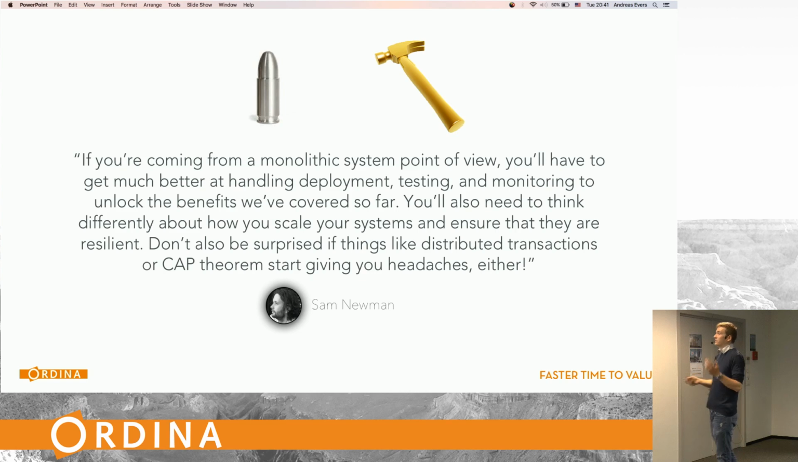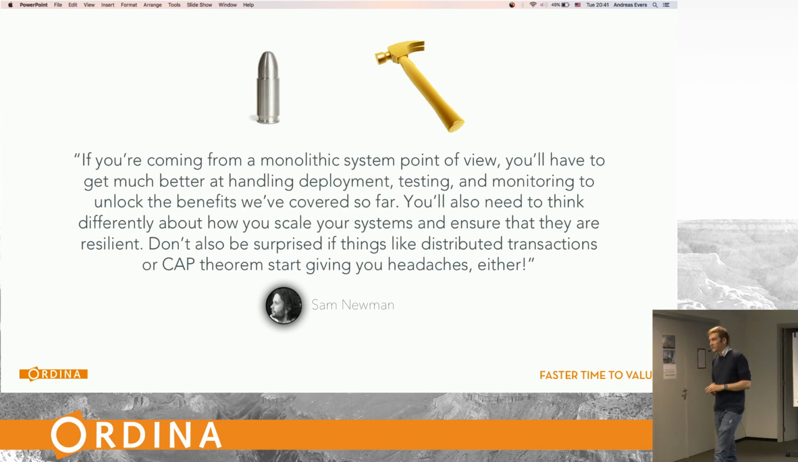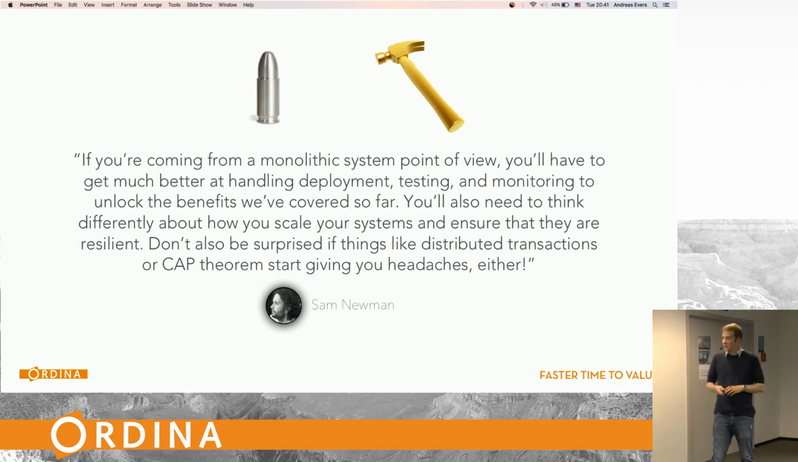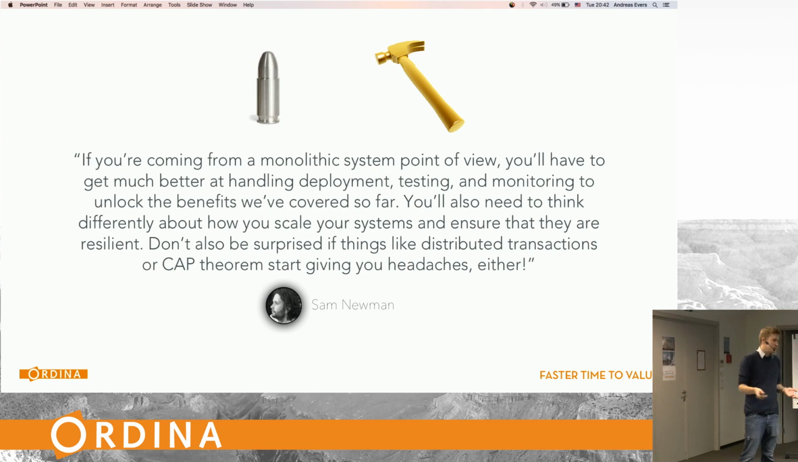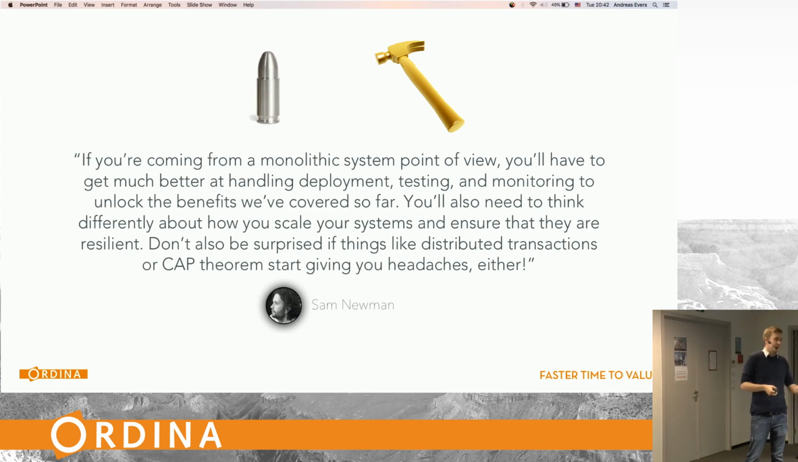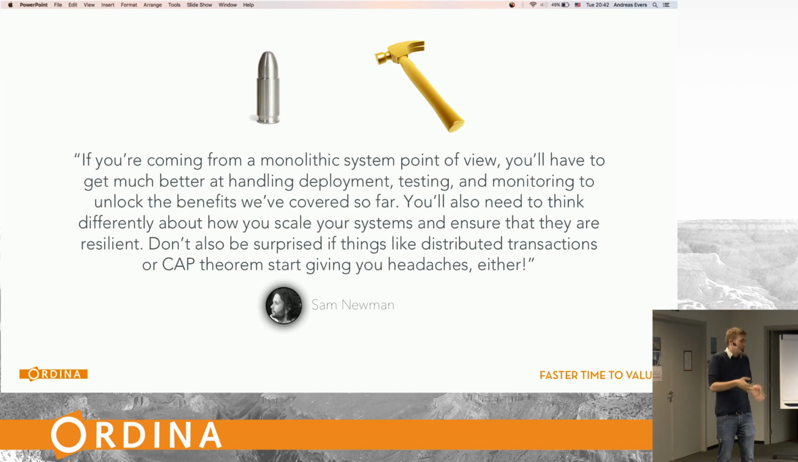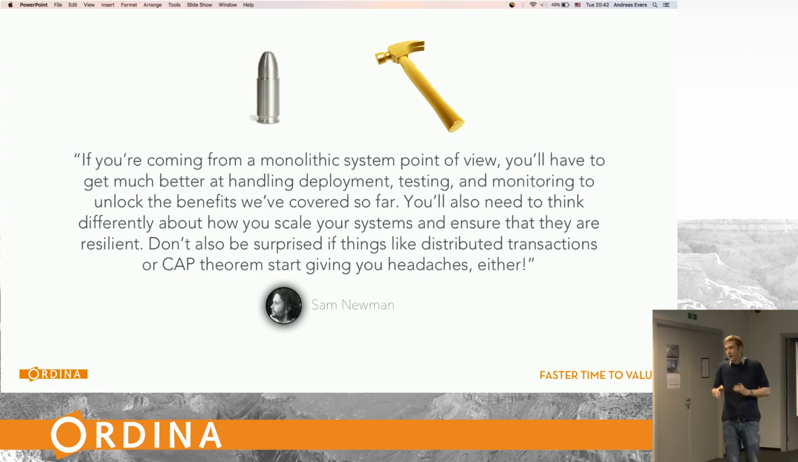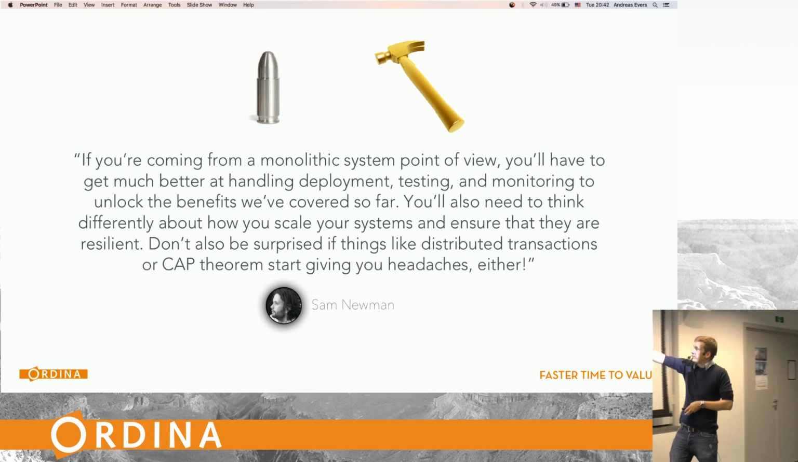You'll also need to think differently about how you scale your systems. That's completely different from monoliths, of course, which is a benefit. And ensure that they are resilient. So architect for resilience. Don't be surprised if things like distributed transactions, which we talked about, or the CAP theorem start giving you headaches either. The CAP theorem is consistency, availability, and partition tolerance. You can't have all three of them. So mostly what we do is we give up consistency. We make it eventually consistent, because we want to be available. And we want to have partition tolerance. If some part of the network goes down, we want to still be able to work. So this is important, and that's why it's no silver bullet and it's not a golden hammer.